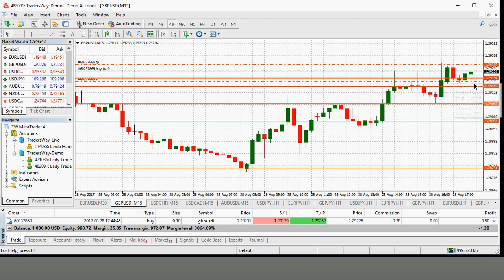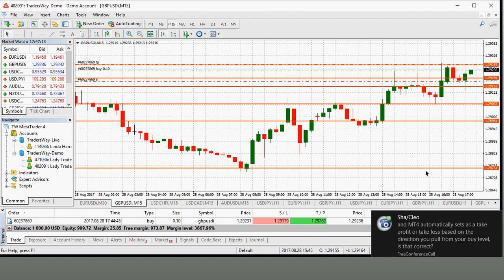Your stop loss level is for you to minimize your losses. If this trade does not go up and it starts going bearish, turns red and goes down, then that means I'm going to lose this trade. But what I'm going to do is minimize the amount of money that I'm going to lose on this particular trade by setting my stop loss. So now you can see I have a stop loss and a take profit. Every trade that you enter should always have a stop loss and a take profit.